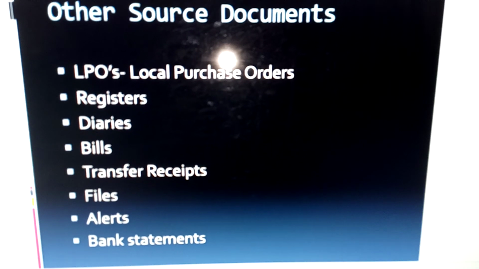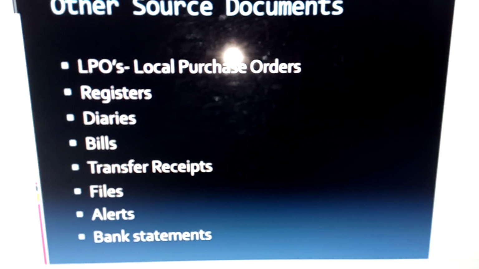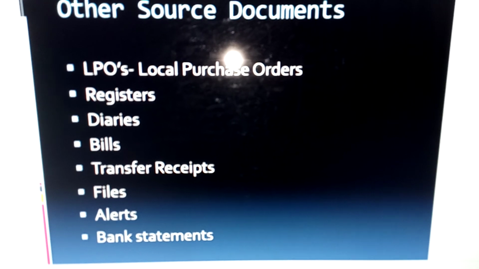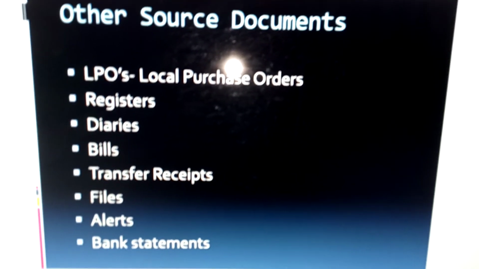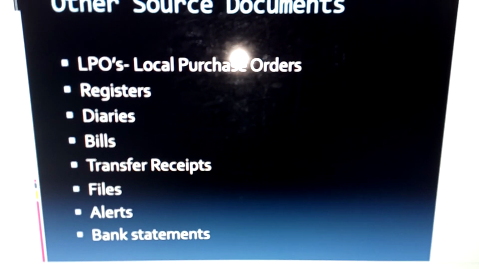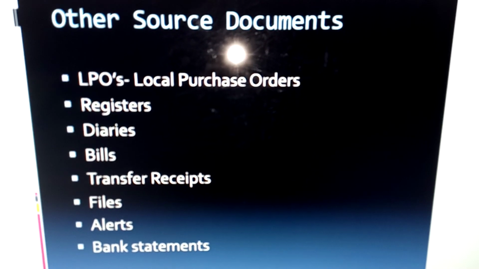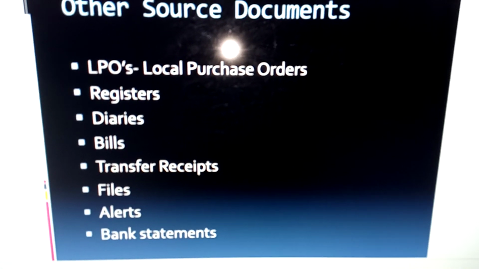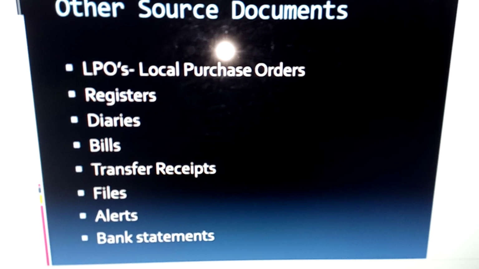We have diaries. Some organizations use diaries, as individuals do. There are some diaries that are basically for certain types of information, so you can get information from them. They are source documents as well. For instance, in schools, we have diaries for course contents. That's the source of information. We have bills, for instance PHCN bills. Maybe you want to authenticate the power billing from PHCN for a particular period. Go through your PHCN bills.